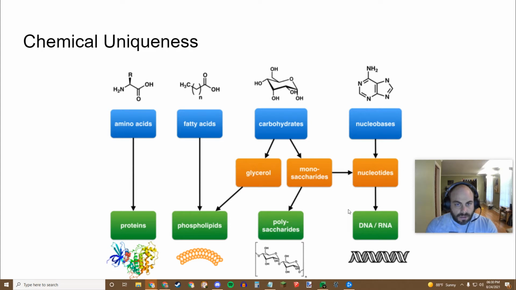One of the things that makes a living thing living is the fact that it has this unique chemical signature that is different than any other living thing. The complexity and the chemical makeup is just going to be different than anything else.